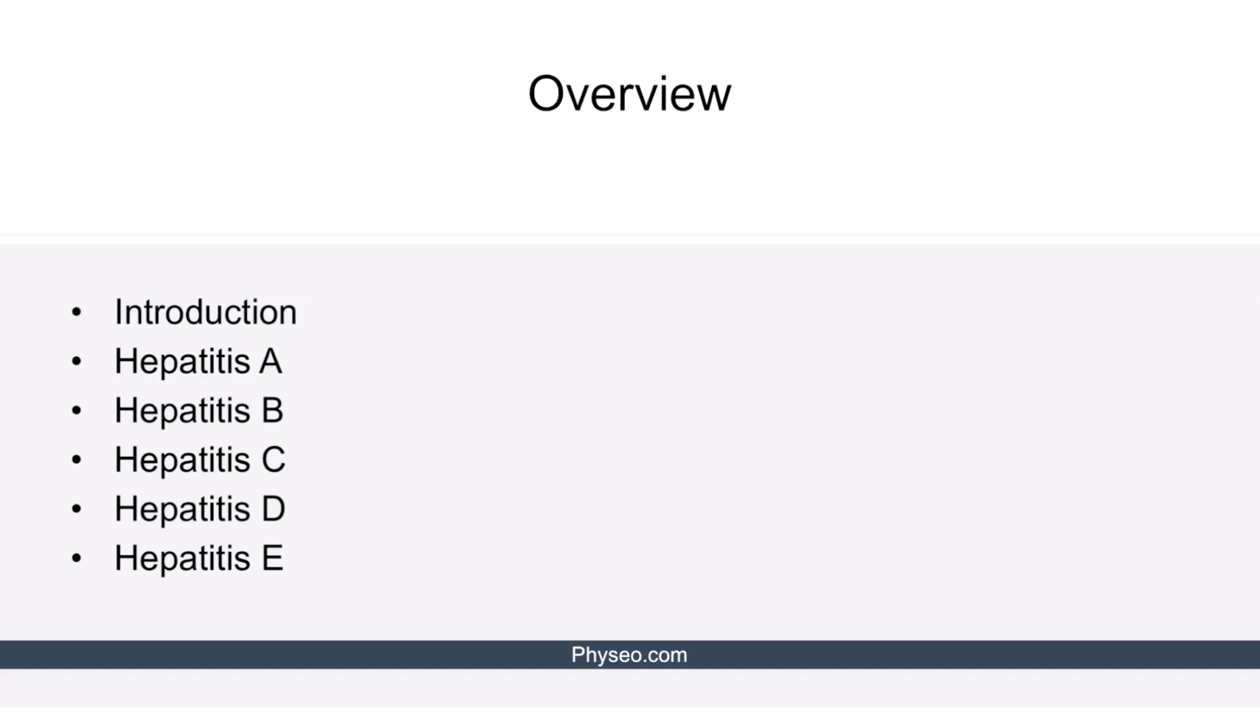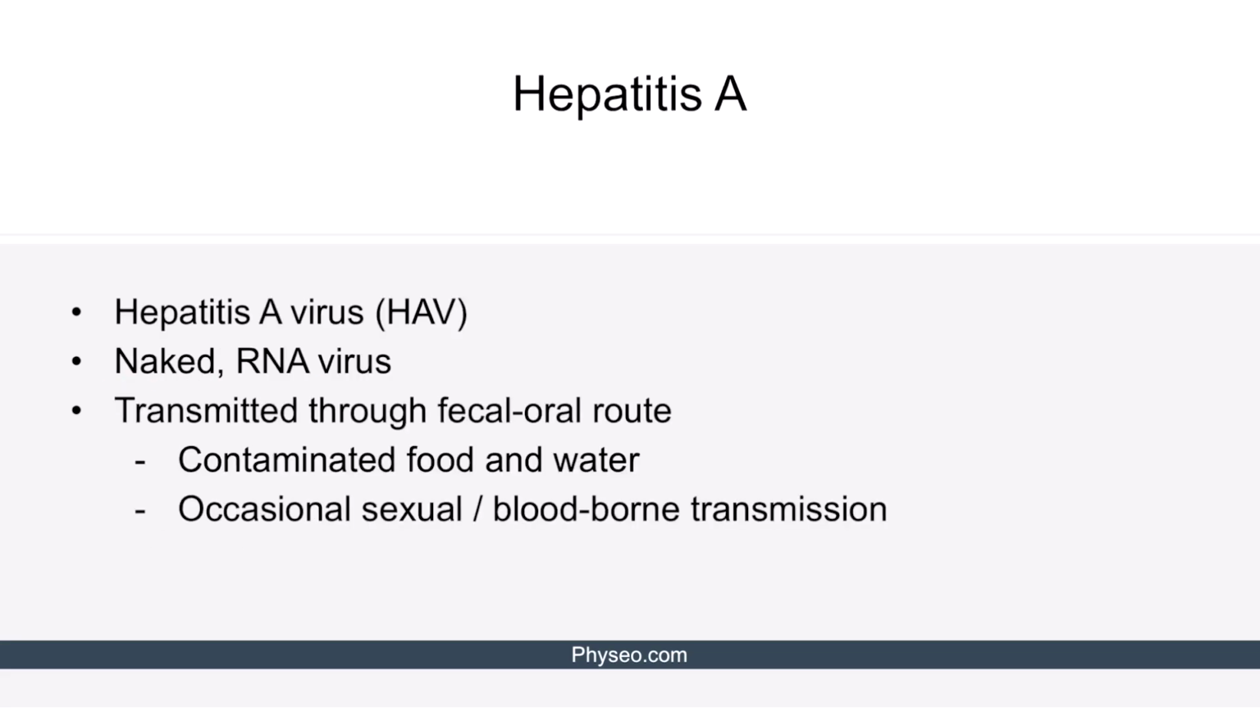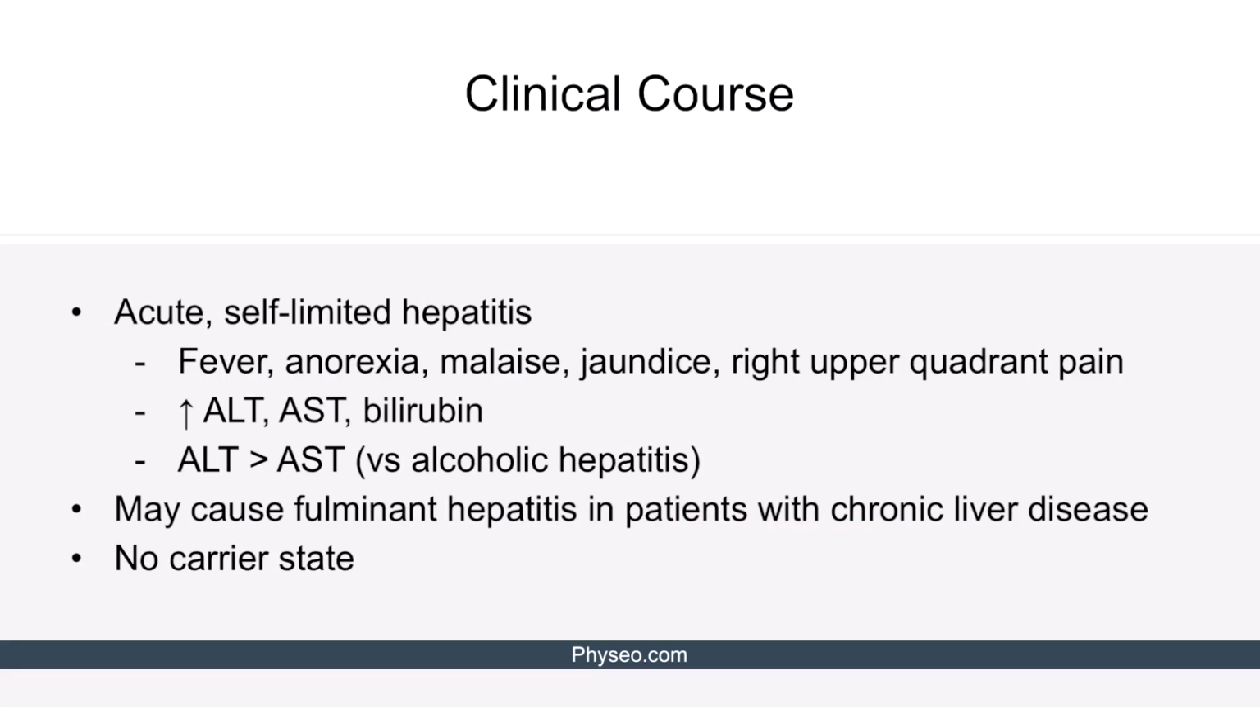Now let's review each type of viral hepatitis one by one, starting with hepatitis A. Hepatitis A is caused by hepatitis A virus, abbreviated as HAV. It's a naked RNA virus, most commonly transmitted through the fecal-oral route. So, consumption of contaminated food and water is a major risk factor and also a good clue to the diagnosis. It can also have occasional sexual or bloodborne transmission as well. It causes an acute self-limited hepatitis. The common symptoms of an acute hepatitis are fever, anorexia, malaise, jaundice, and right upper quadrant pain.